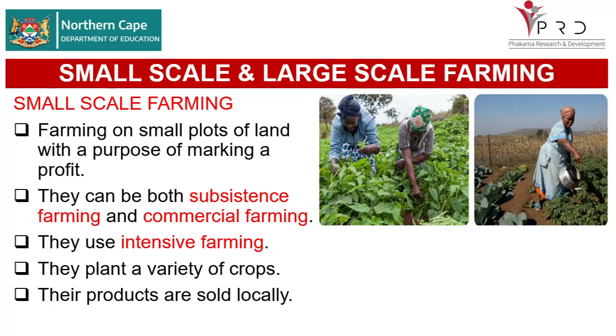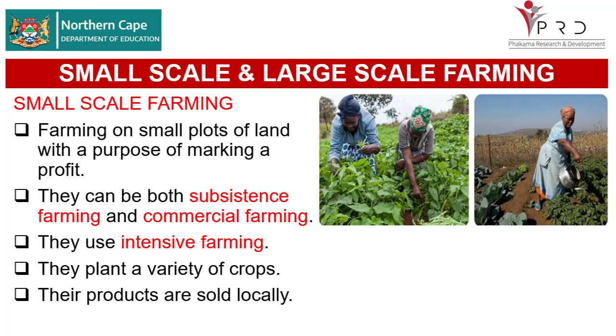So I hope you do get the clarity on there. Small scale farming, subsistence farming: both are farming on a small plot of land, and they are engaged in a variety of crops. They're using intensive farming because there is so much work that has been put in, because everything is done manually, or they are still using traditional methods.